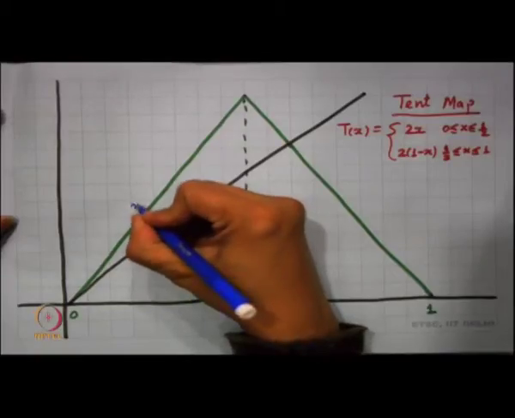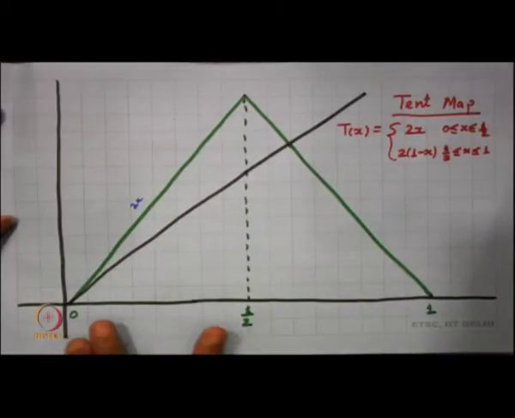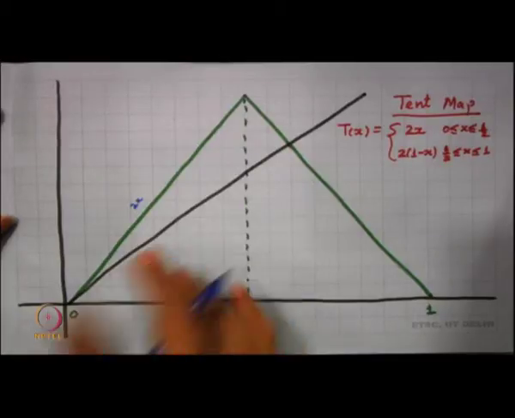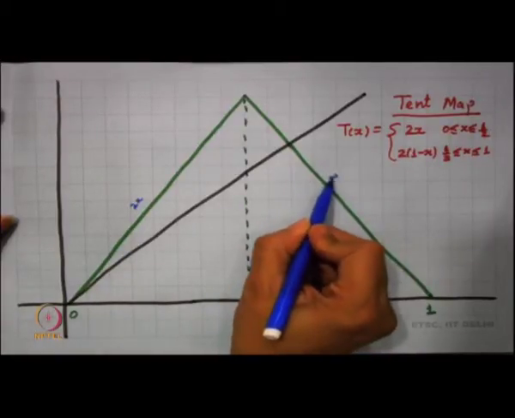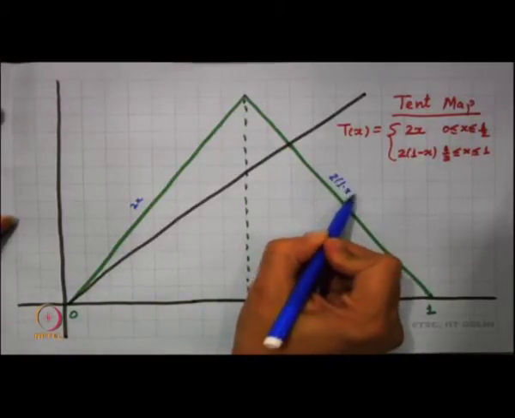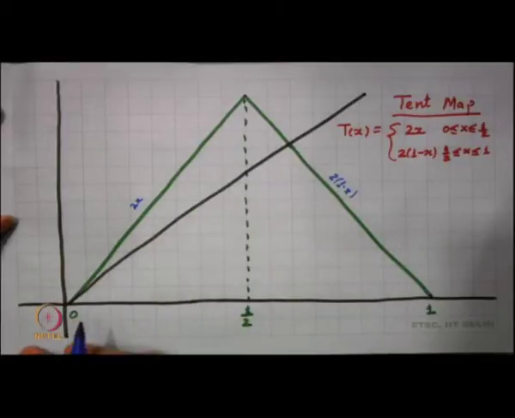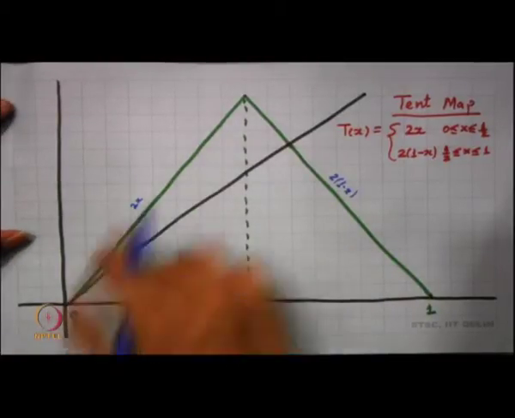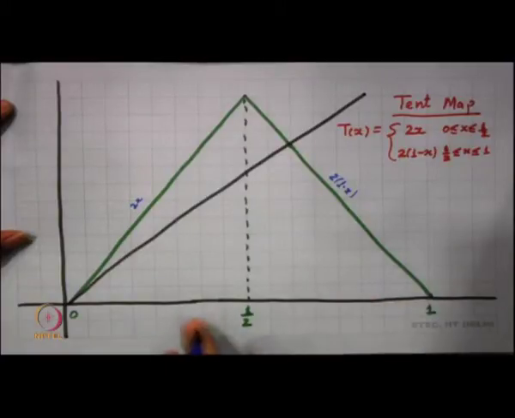So, I am looking into this particular map which I call the tent map. The reason for calling it a tent map is because it looks like a tent. Now, look into this tent map. It takes the value 2x between 0 and half, and it takes the value 2 times (1 minus x) between half and 1.